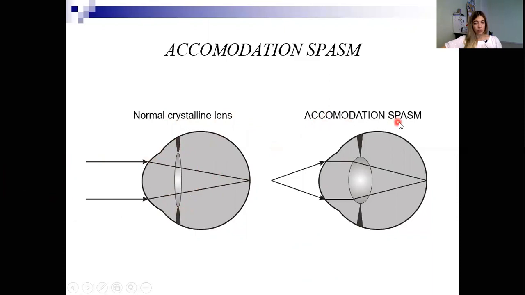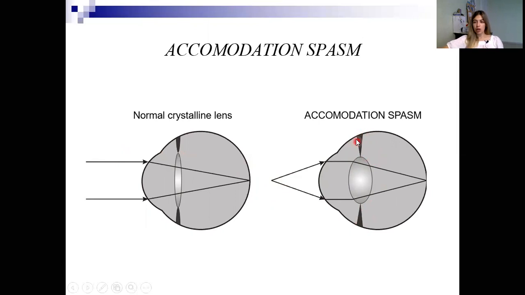But in accommodation spasm, what happens? The lens becomes more round and the person can see closer and cannot see further. So the person can start thinking, oh my God, I'm losing my eyesight. But no, maybe this is just the spasm of accommodation which happens because of the muscles. Here the ciliary muscle will be contracted and that's why this lens changes its form.